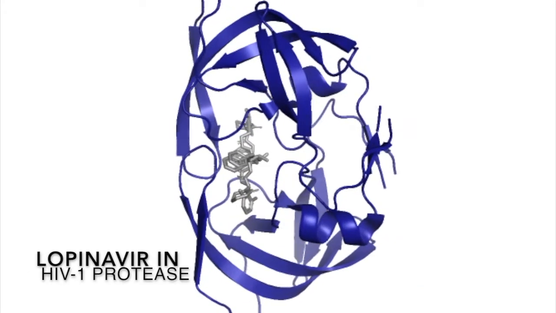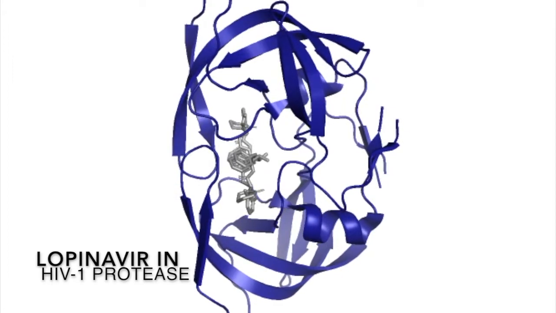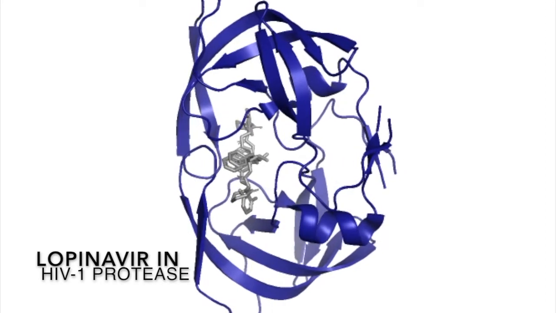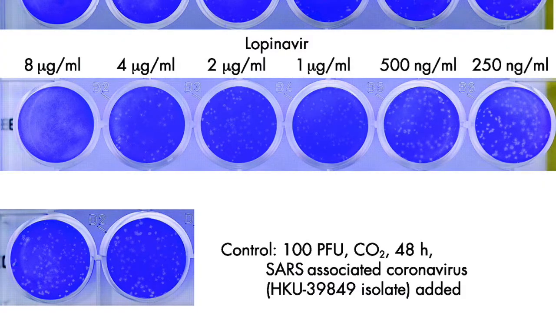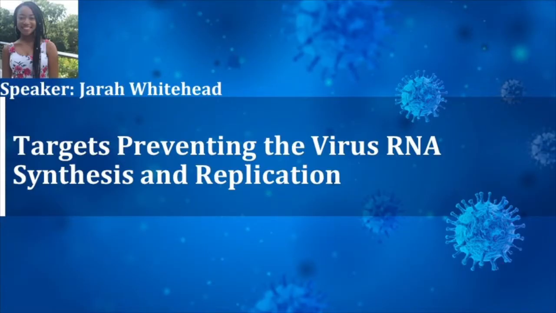Lopinavir is a marketed antiviral drug used to treat HIV infection. The drug targets HIV-1 protease, therefore inhibiting the virus from properly assembling and cleaving polyproteins. A separate in vitro study showed inhibition of SARS-CoV replication at a 4 microgram per milliliter dosage following 48 hours of incubation. At the cellular level, these results give indication of the possibility of repurposing lopinavir to target SARS-CoV virulence factors. The next type of targets are those that prevent virus RNA synthesis and replication.